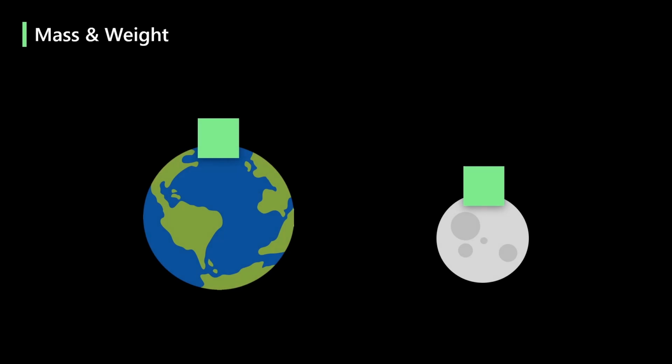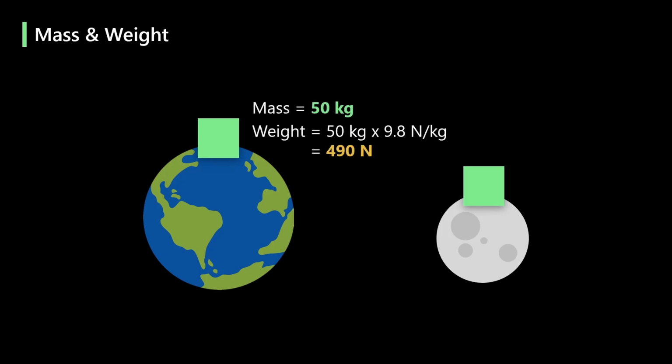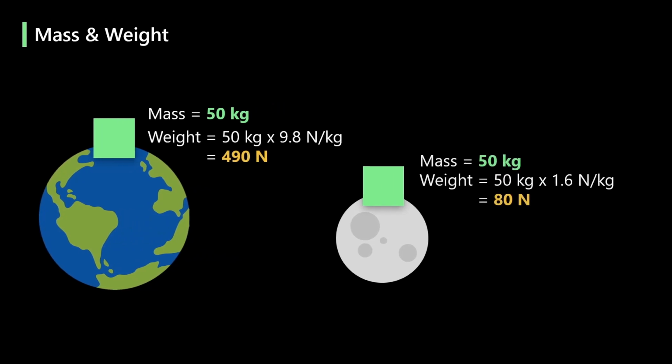and weight. So here I have a green block on the Earth and the exact same green block on the Moon. On Earth, this block has a mass of 50 kilograms. Its weight is 490 newtons. On the Moon, this block has a mass of 50 kilograms, but its weight's only 80 newtons.